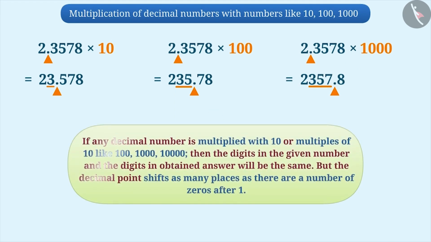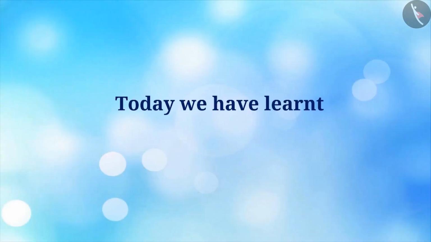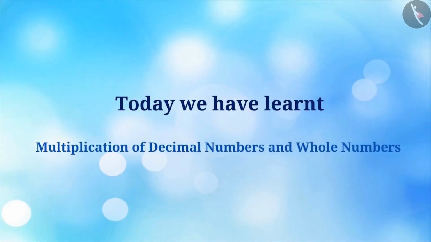Let me explain this. If any decimal number is multiplied with 10 or multiples of 10, like 100, 1000, 10,000, then the digits in the given number and the digits in the obtained answer will be the same. But the decimal point shifts as many places as there are number of zeros after 1. So, you must have understood the multiplication of a whole number and a decimal number. Today we have learnt multiplication of decimal numbers and whole numbers. In the next video, we will see multiplication of 2 decimal numbers.